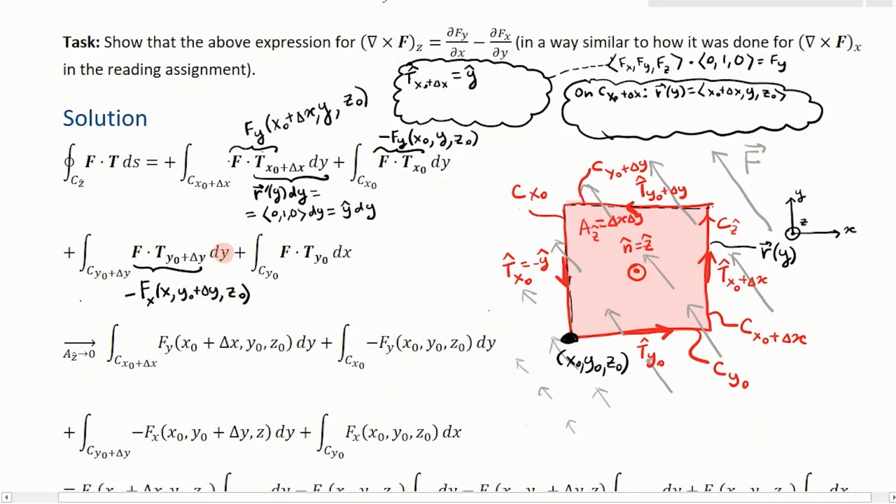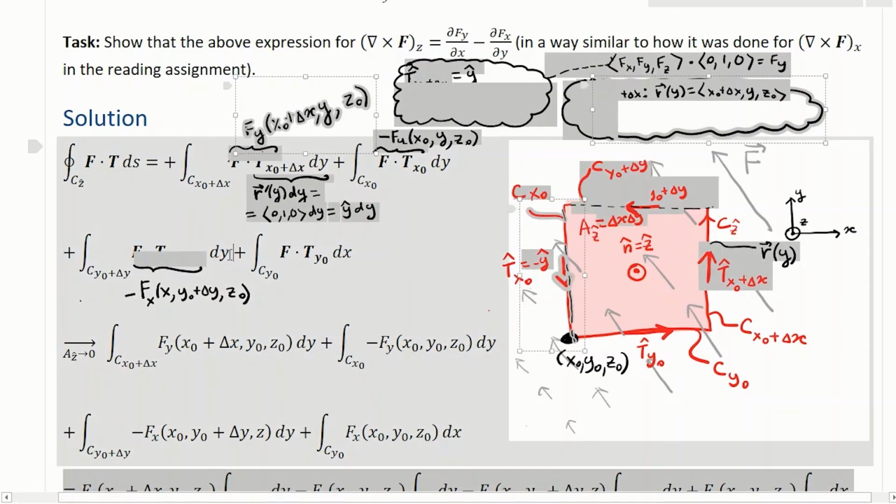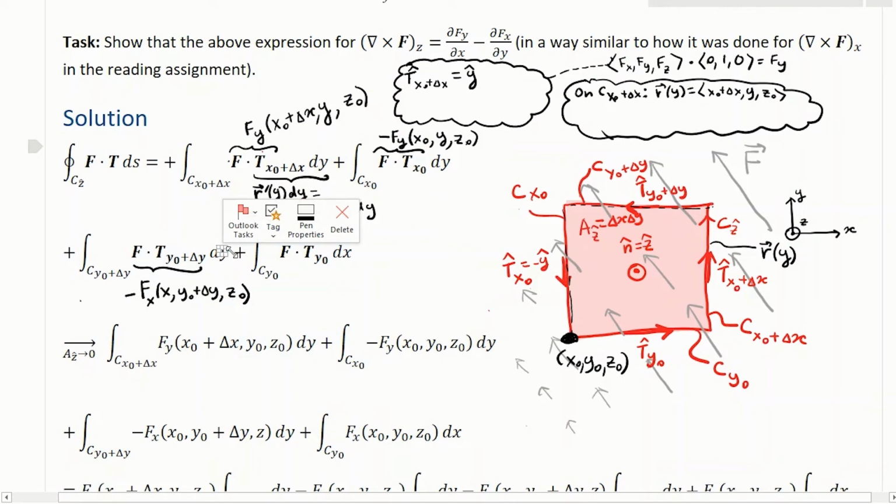Yes, and this is a mistake. This should actually be x. One second. I want to try to fix it without crashing my computer, because then I'll have to start over. Okay. All right, and the last part is this one. This dot product is over here. Our t vector points in the x hat direction, so we get plus fx at x, y naught, z naught.